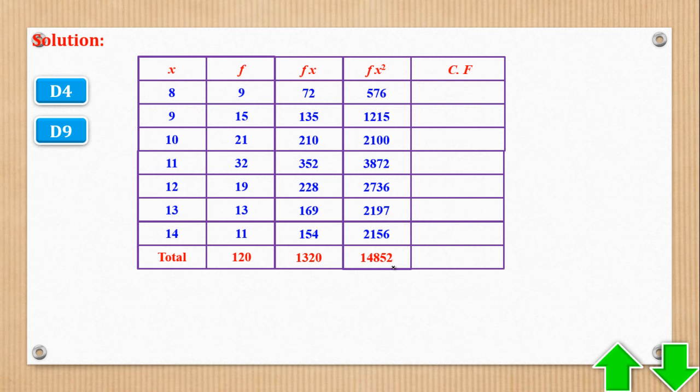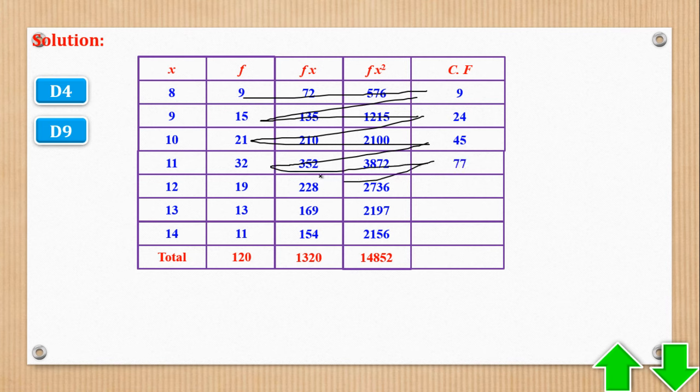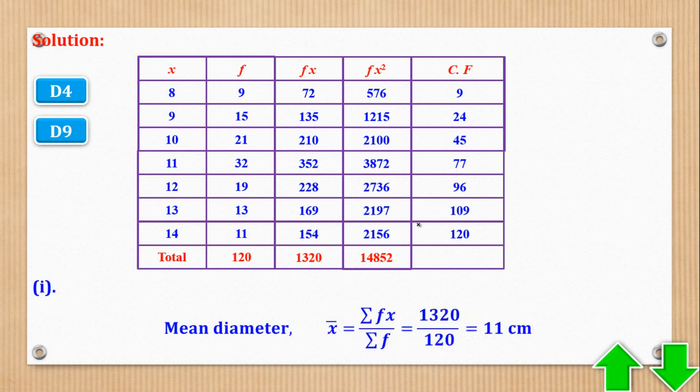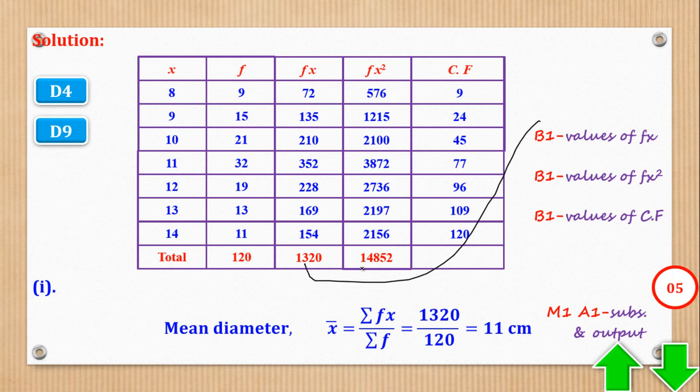Then cumulative frequency, because they ask for deciles. First bring this here, then this plus that, this plus this, and so on down the column. Okay, so that is our complete table. Now we can answer the questions. One, they wanted the mean diameter, which is summation fx over summation f, to give you 11. So a mark for this column, a mark for this column, a mark for that column, substitution and output. So that's 5 marks for this part.